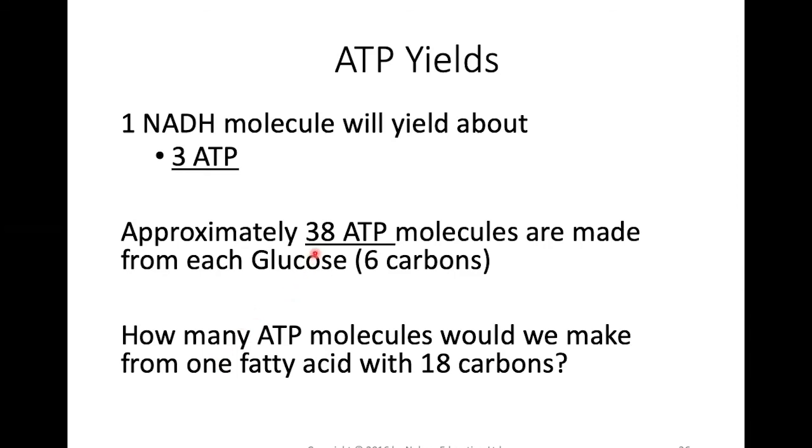So if you take this ratio that you're making from a 6-carbon glucose molecule, making about 38 ATP, how many ATP molecules would we make from one fatty acid that was made up of 18 carbons? What do you think? Well, it works out to approximately 114 ATP molecules.